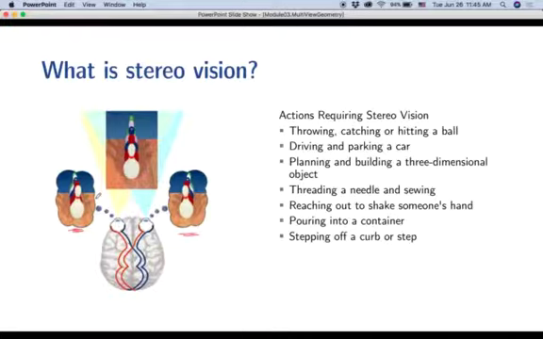Reaching out to shake someone's hand, pouring into a container, stepping off a curb. These are all actions where you are judging the distance of nearby objects. And in that, stereo is very important.